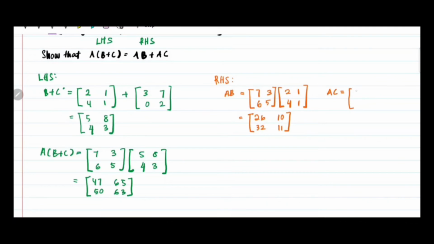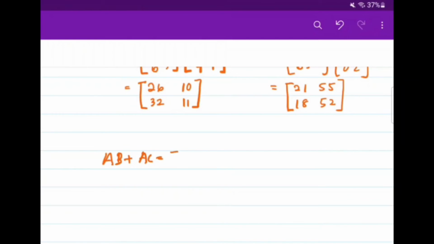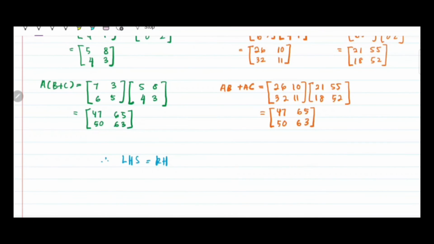Next we find the AC matrix; we multiply matrix A and matrix C together. And we will get the answer 21, 55, 18 and 52. The answer for the addition of matrix AB and AC is 47, 65, 50 and 63. Thus, we can see the left hand side equals the right hand side.